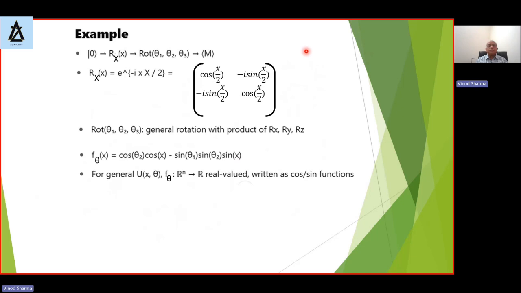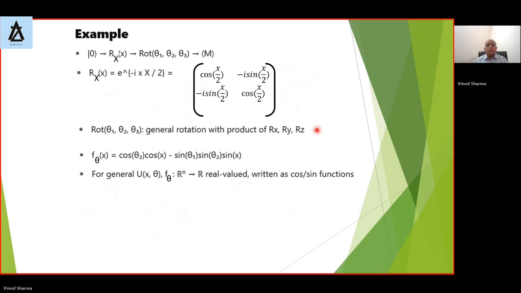Further example of this kind of circuits: the S(x) that we have noted, in this example we are taking as Rx(x). So the S operator is this Pauli rotation operator with respect to X. And W(theta) we are taking as the rotation R(theta1, theta2, theta3), which is a general rotation with the product of Rx, Ry, Rz. So given theta1, theta2, theta3, this product will be Rx(theta1) into Ry(theta2) into Rz(theta3). So this is going to denote our W(theta) in this particular example.